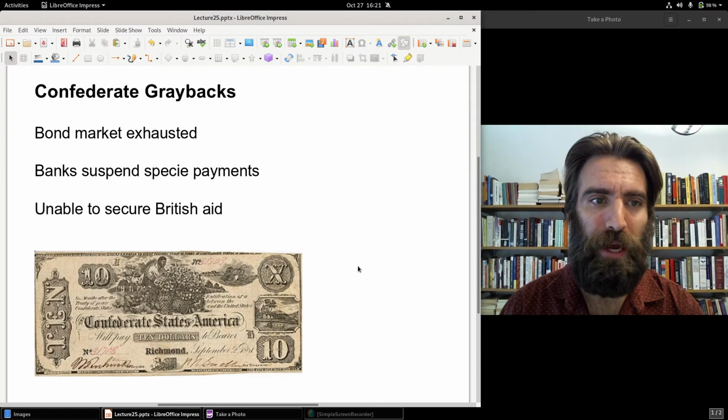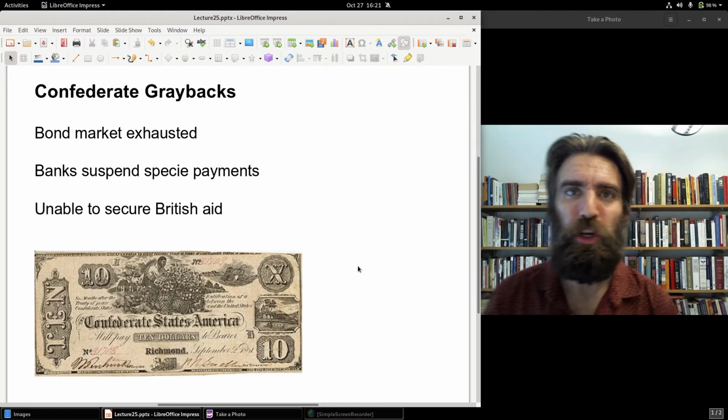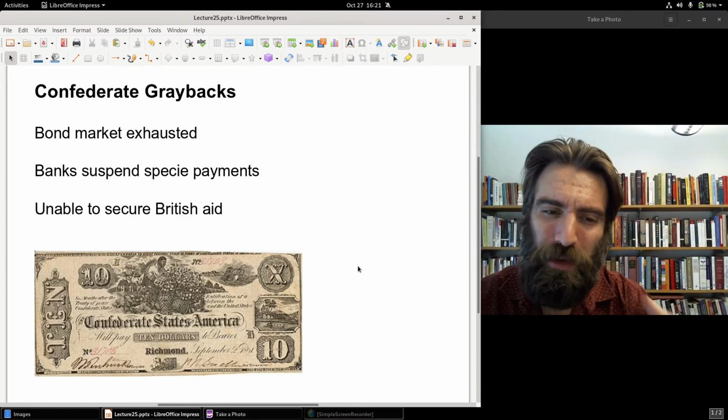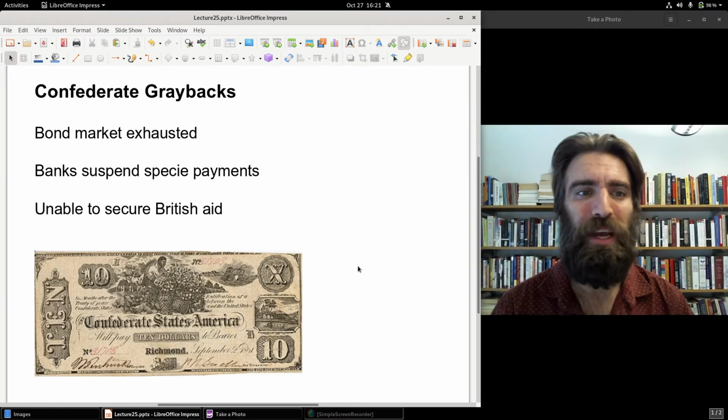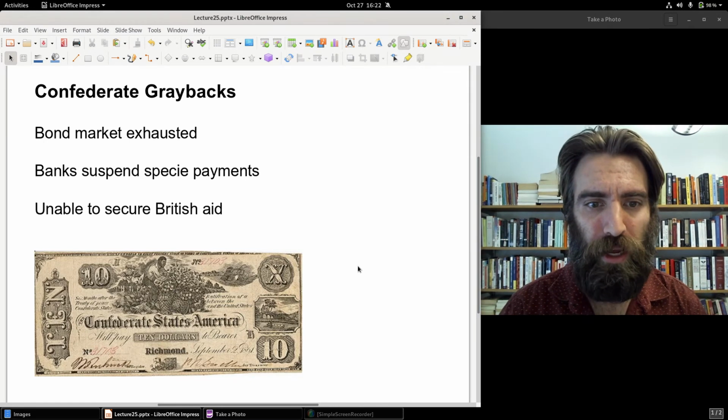Lots and lots of graybacks, fiat paper currency printed. And the Confederacy was unable to secure British aid during the war. The Confederacy makes these big appeals to the British for financial help. And foreign powers, the British, the French, stay on the sidelines. They don't get involved.